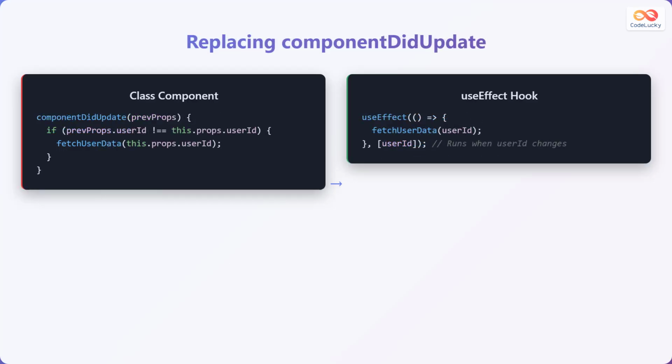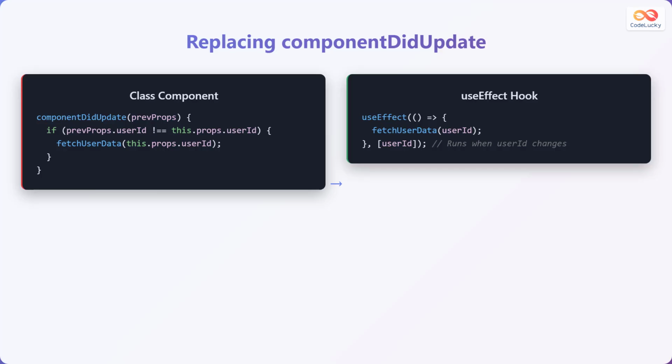Let's see how useEffect replaces componentDidUpdate. In class components, componentDidUpdate is used to perform actions after the component has been updated, which can be based on certain conditions. Using useEffect, you can monitor specific variables. The effect will run whenever the values of these variables change.